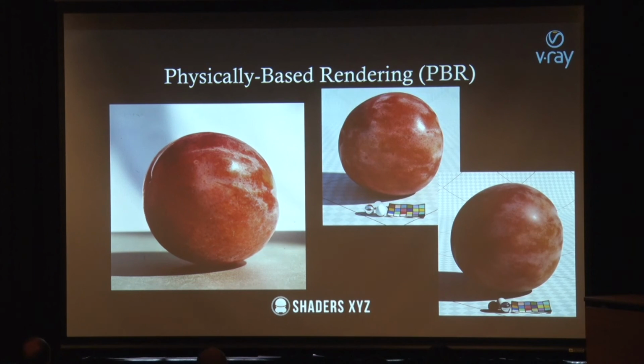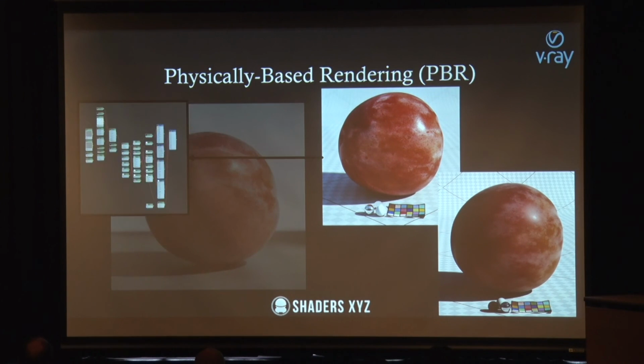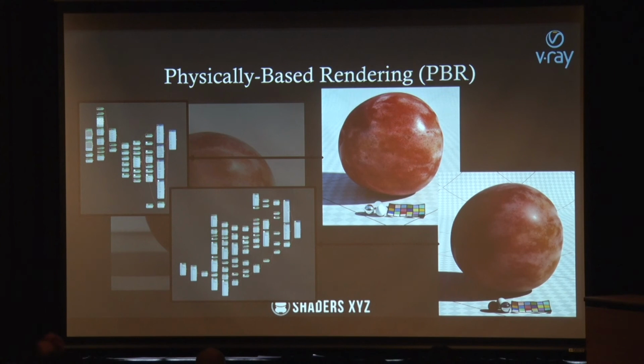They actually use the same renderer, V-Ray, and obtain pretty faithful results. But if you look at their shading graphs, which show how they combine different ingredients, the little boxes are different ingredients, you'll see they take very different approaches. So again, this is a very subjective process.